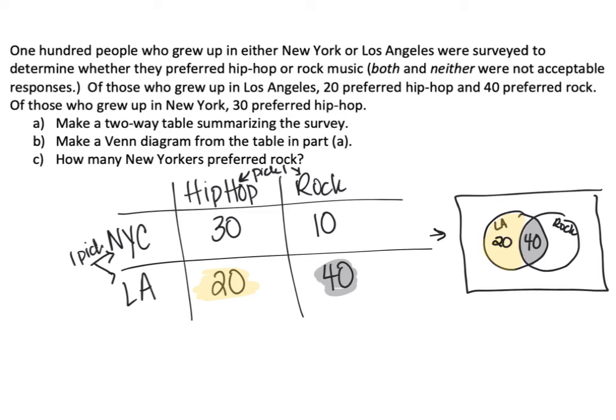Well, what about the other side? Here's our rock circle. So people who are in the rock circle, but are not in the LA circle. Well, how can you prefer rock, but not live in LA? Well, that's these 10 who were in New York City, so they were not in LA, but they liked rock. Again, we're just trying to come up with when you're in one circle but not in the other, where does that put you? Or if you're in both circles, where does that put you? And then finally, these 30 people that we haven't identified yet, they go on the outside. They don't belong to either circle. They're not in LA and they don't prefer rock music, and so they belong in the overall Venn diagram, but not in any of the circles.